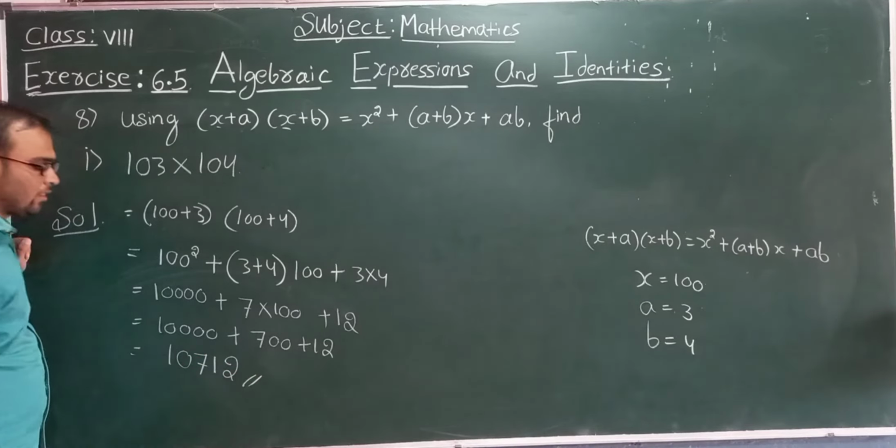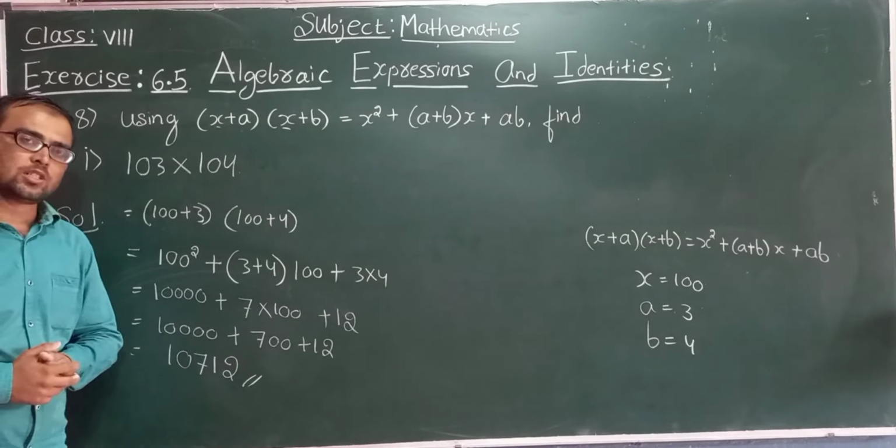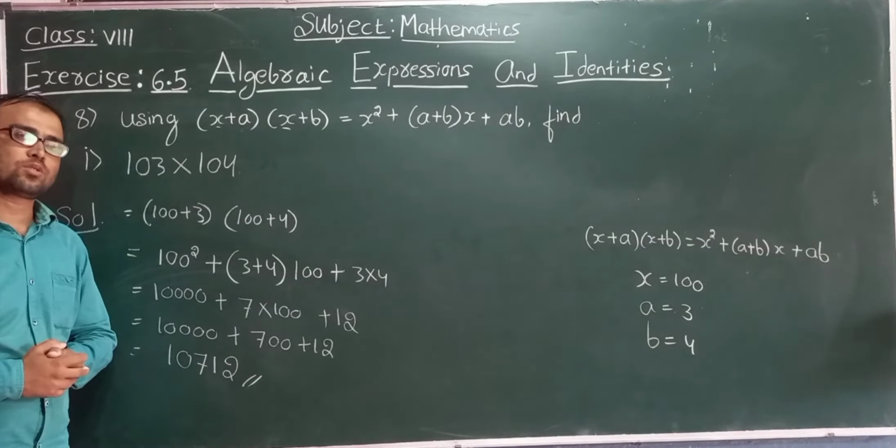10,712 will be the solution of this question. Students, now let us solve the second question. What they have given is 5.1 into 5.2. So here we have to convert this into x plus a into x plus b form.